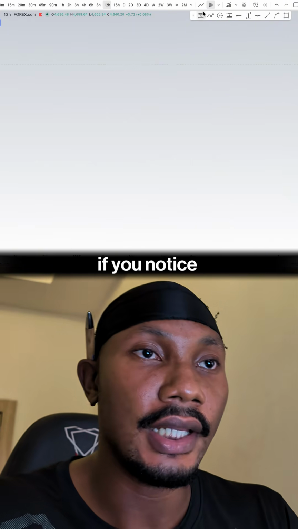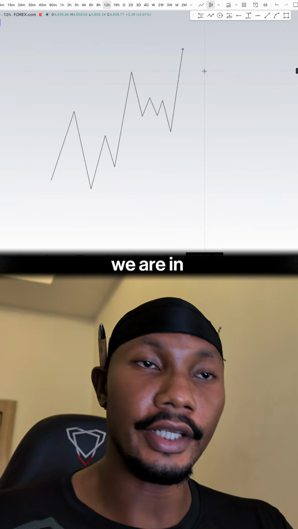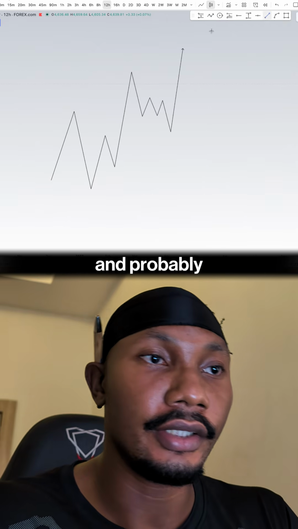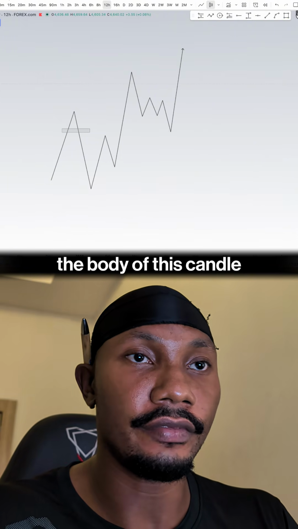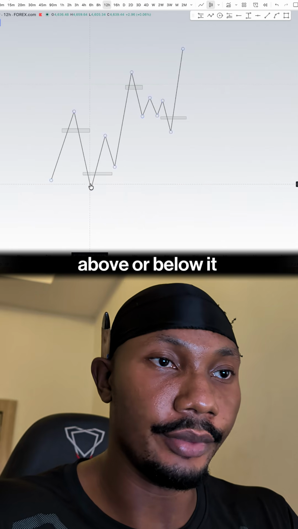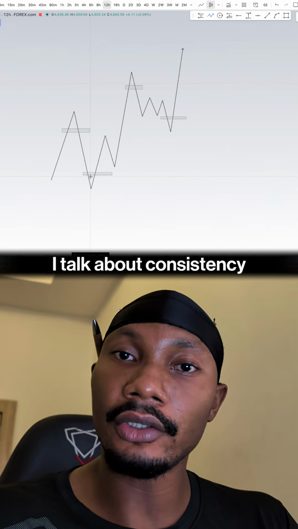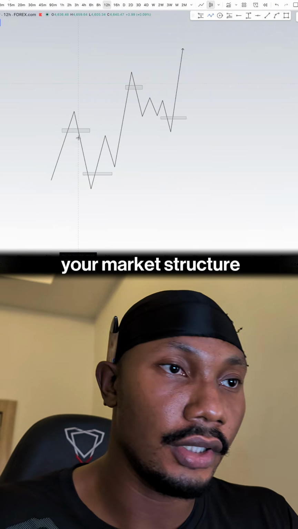If you notice, I mark out my market structure like this. So let's say we are in a bullish market and probably the body of the candles stopped around here, the body of this candle stopped around here, and all these points above or below it are wicks. So when I talk about consistency, using wicks while marking out your market structure, this is what I mean.